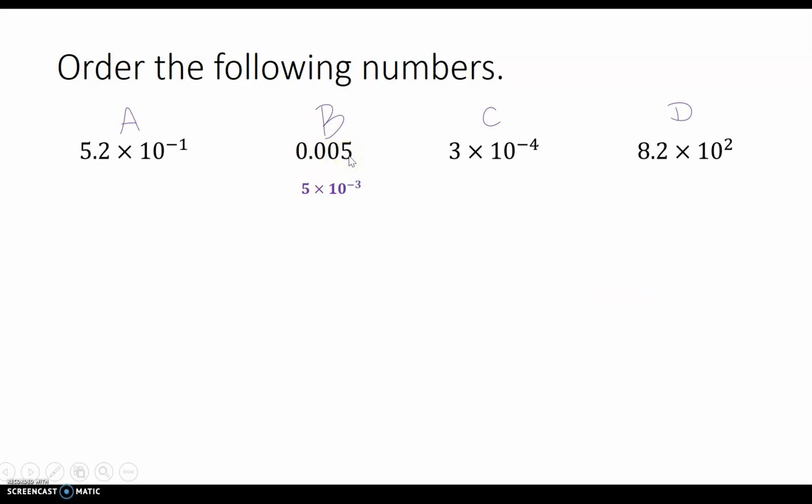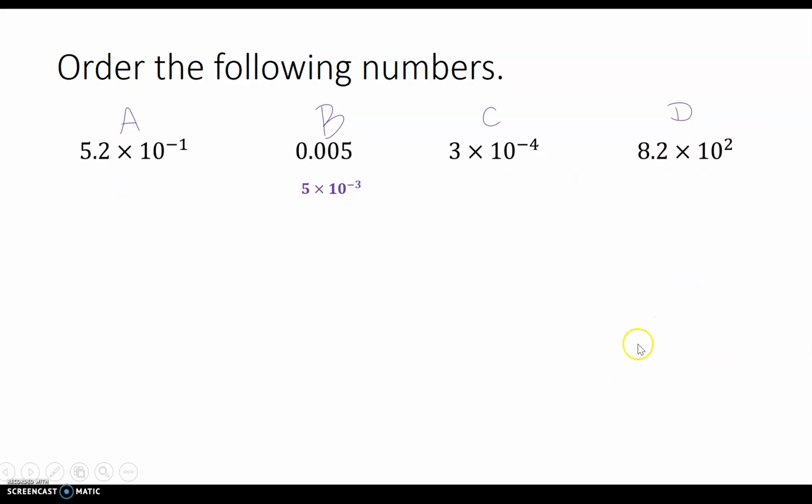I know 0.005, or 5 thousandths, would be 5 times 10 to the negative third. Note we have the negative exponent because we're seeing a small number. I also really like ordering the numbers A, B, C, and D, because then when I go to rewrite the order, I don't have to rewrite each number each time. I can just write the letter.